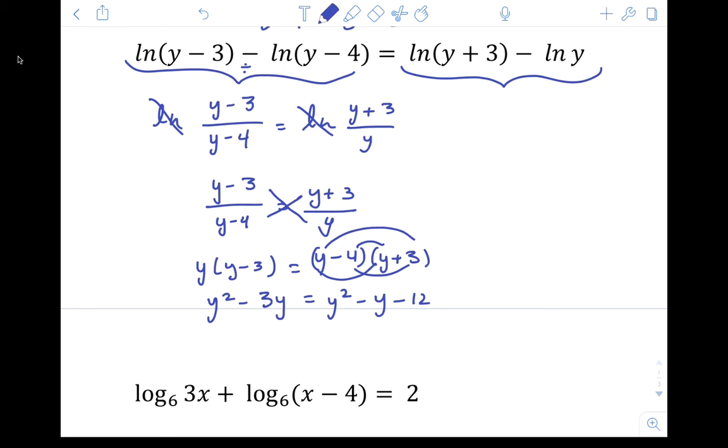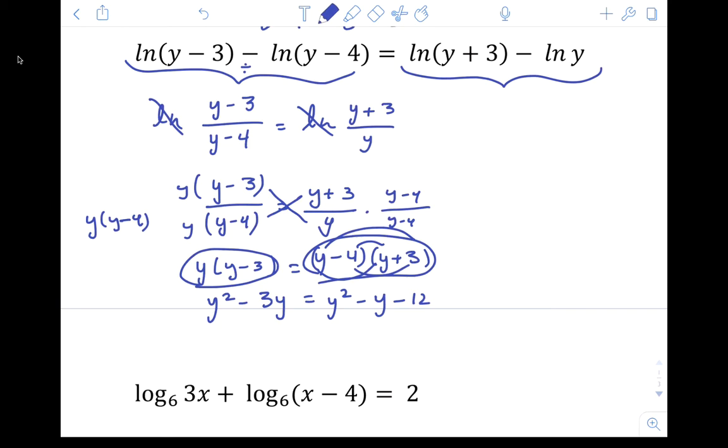If you had decided to figure out that the LCD was y times y minus 4, you would have given that y, and you would have done the same to the numerator, keep it balanced. You still would have ended up right back here. And this one you would have given y minus 4 and y minus 4, and you would have ended up right back here. So it doesn't matter if you cross multiply or give it the LCD whenever it's two ratios that equal each other. It's going to be the same thing. So let's finish it out.